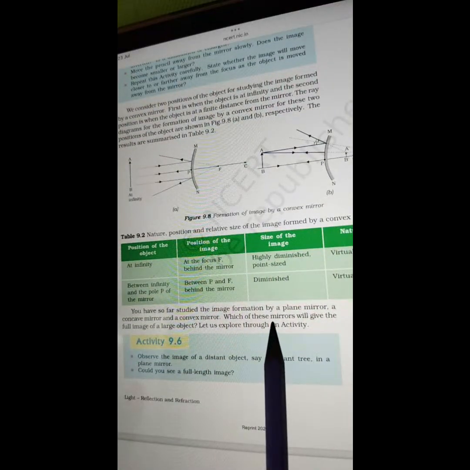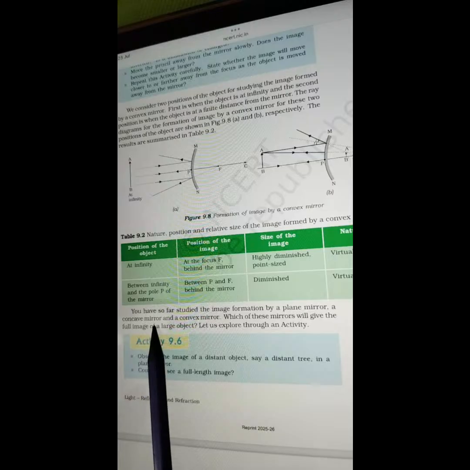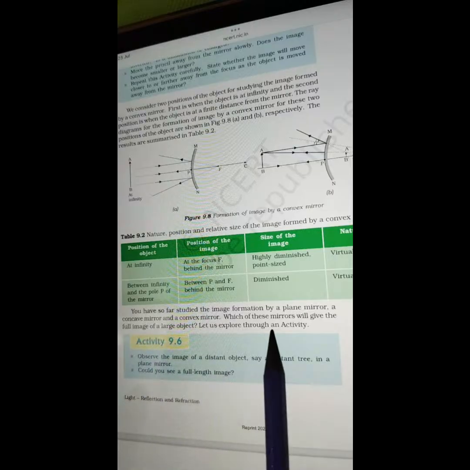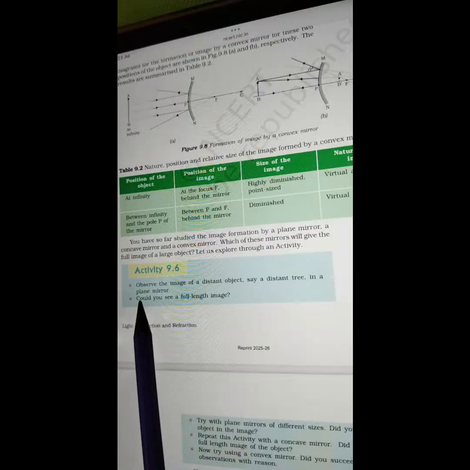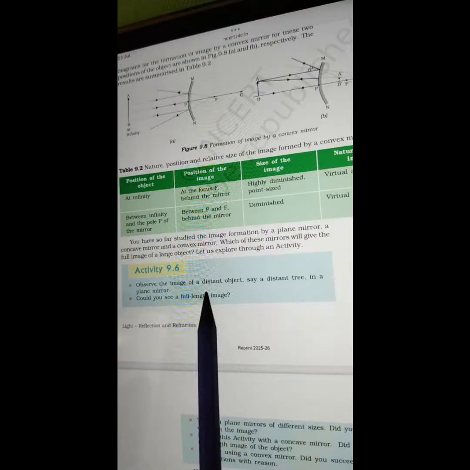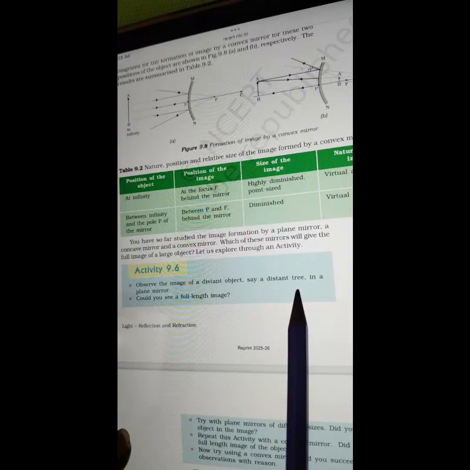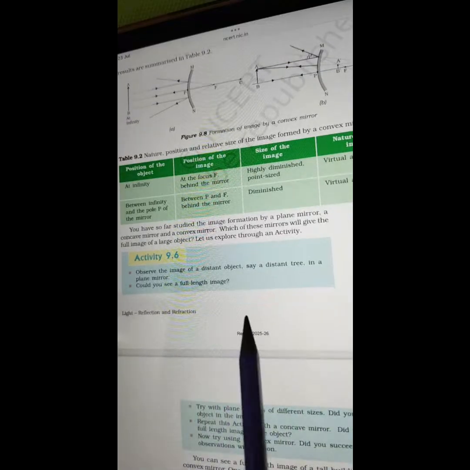You have so far studied the image formation by a plane mirror, a concave mirror, and a convex mirror. Which of these mirrors will give the full image of a large object? Let us explore through an activity. Activity 9.6. Observe the image of a distant object, say a distant tree, in a plane mirror. Could you see a full length image?